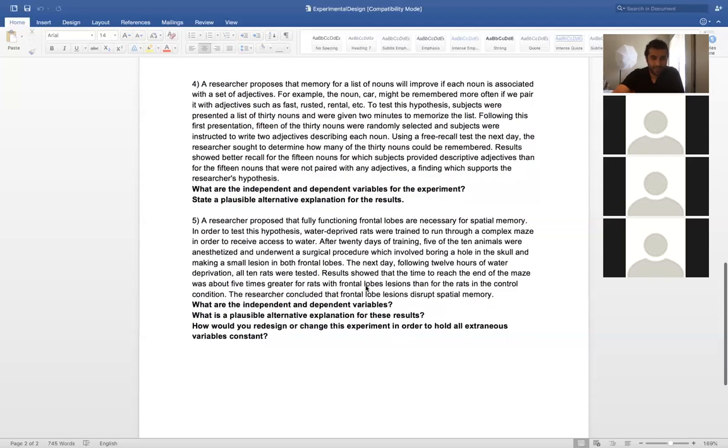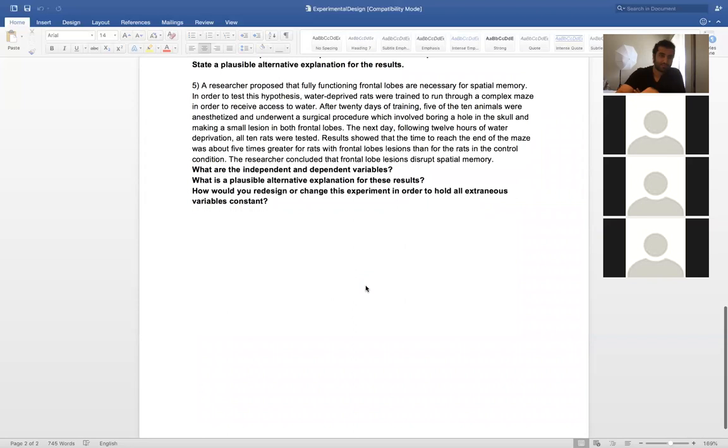So let's do the last one, number 5. A researcher proposed that fully functioning frontal lobes are necessary for spatial memory. In order to test this hypothesis, water-deprived rats were trained to run through the complex maze in order to receive access to the water. After 20 days of training, 5 of the 10 animals were anesthetized and underwent a surgical procedure, which involved boring a hole in the skull and making a small lesion in both frontal lobes.